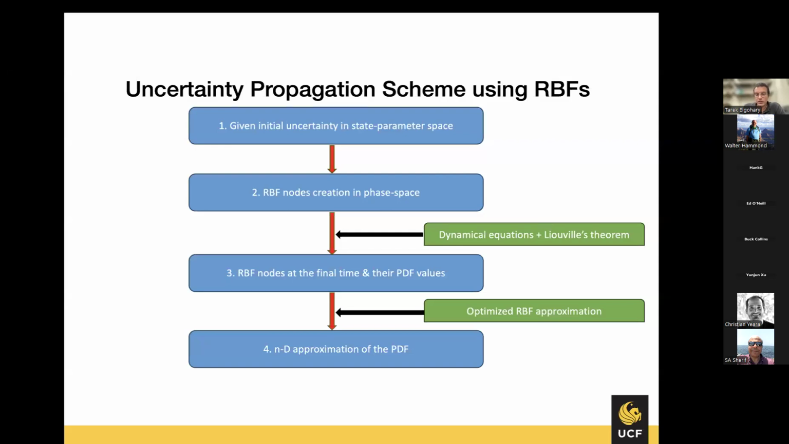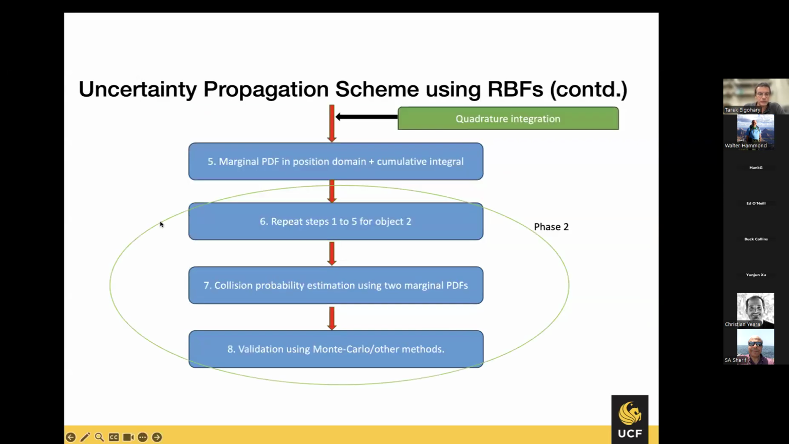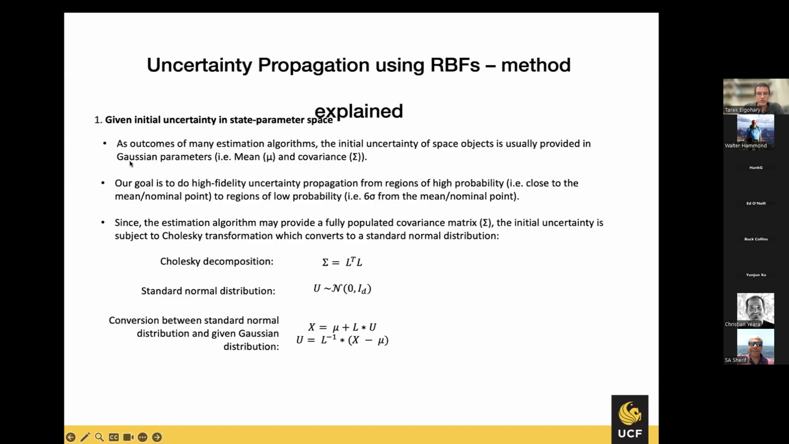We populate our domain with RBF nodes, and I'm going to talk a little bit about this. And then we optimize the RBF approximation and come up with an ND approximation of the probability density function. And then we do integrations to do probability of collision and so on, and then come up with a marginal PDF or a cumulative integral. Now this is phase two: once we have all of that, we can perform probability of collisions and so on, and that is being developed as we speak.